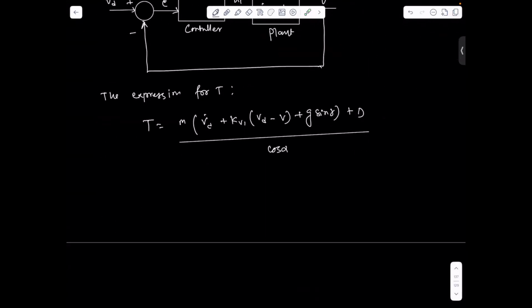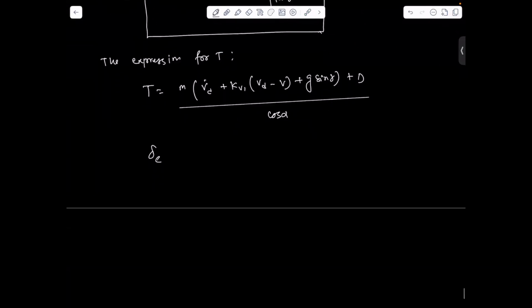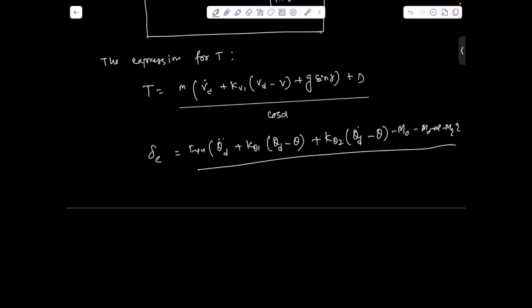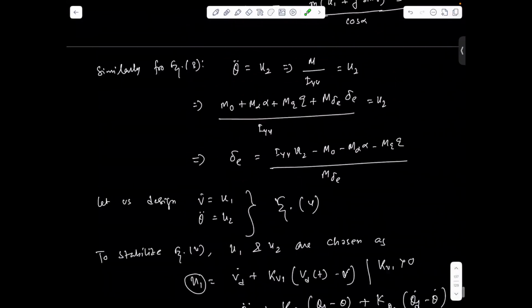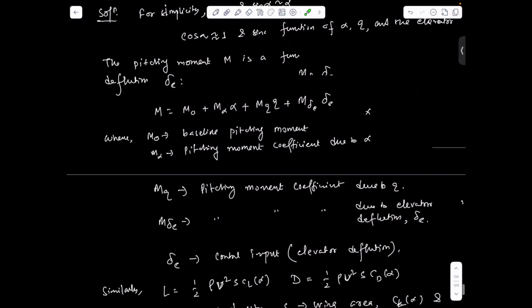So delta E, the elevator deflection, equals I y times theta d double dot plus k theta 1 times theta d minus theta, plus k theta 2 times theta d dot minus theta dot, minus m naught minus m alpha and m q q, all divided by m delta E. So these are the nonlinear controls for our nonlinear system defined here.